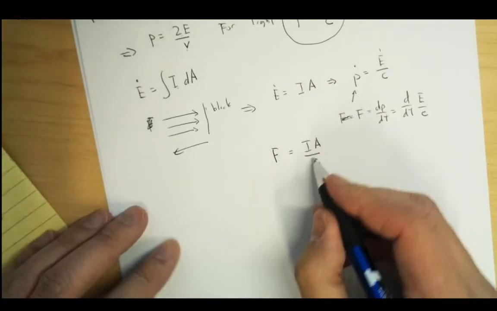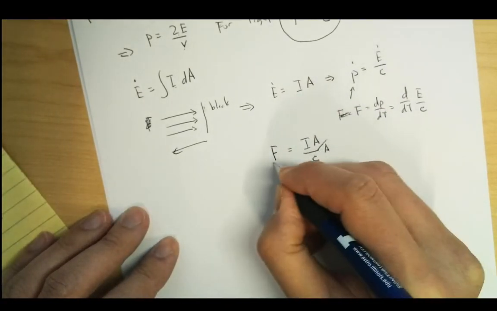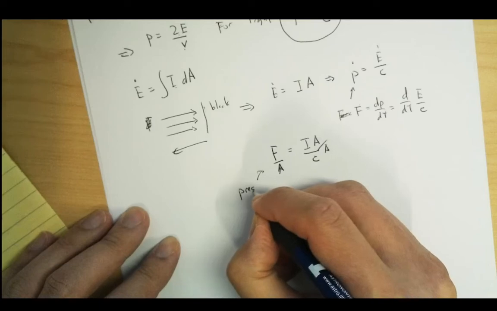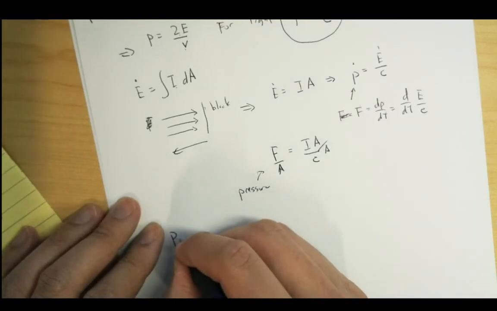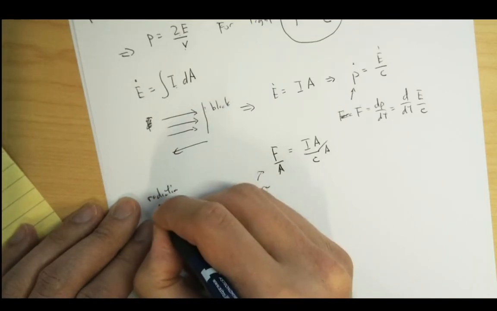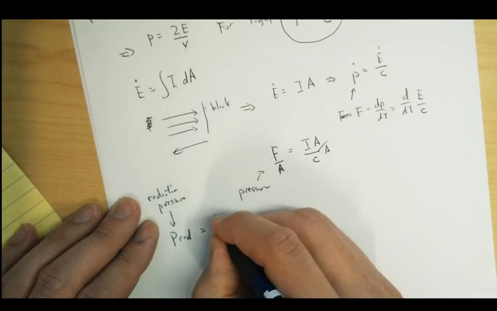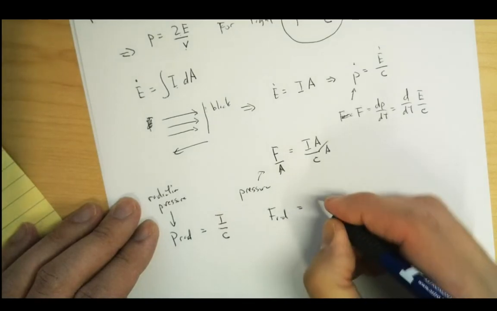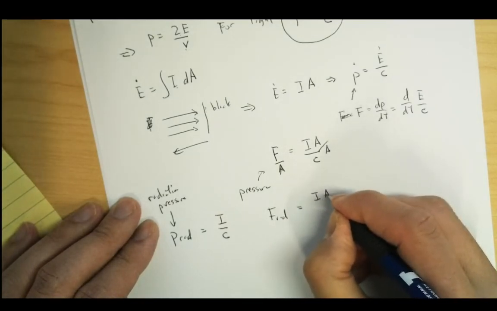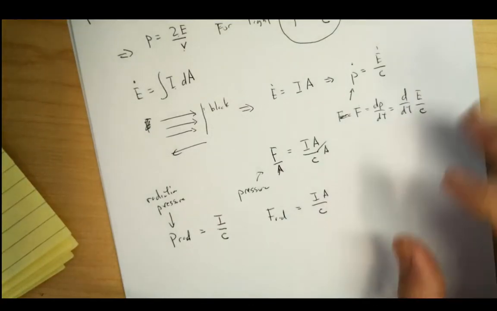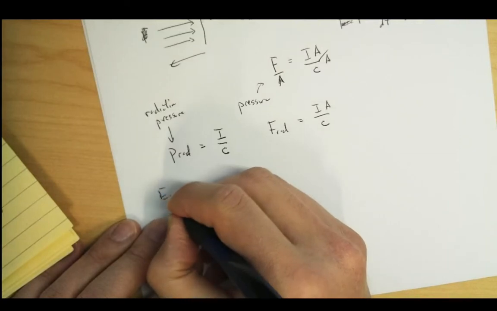Now if I divide by A, the force over area, that's just a pressure. So P rad, which is the radiation pressure, is equal to I over c. And F rad, the radiation force, is just I A over c. That's the important bit of it. Now we're going to use it for one important thing, so consider the following example of a solar sail.